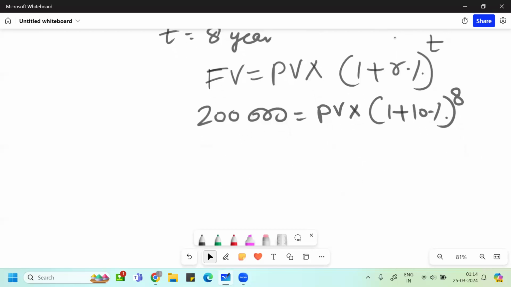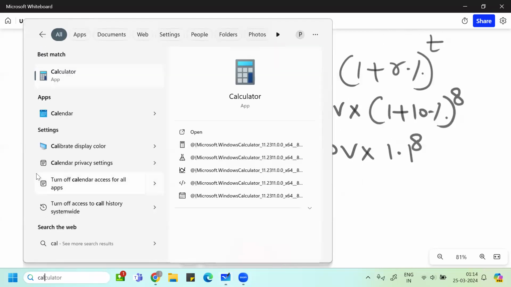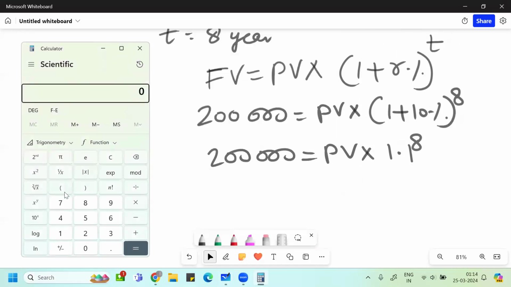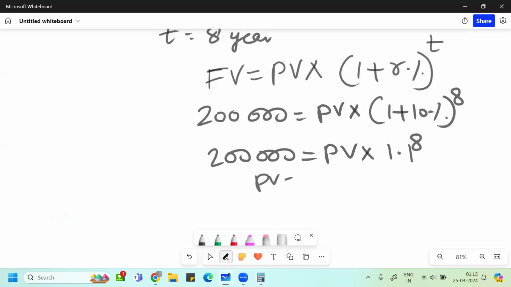So this would be 2 lakh rupees is equal to present value into 1.1 to the power 8. You can use a calculator here, or you can use MS Excel also to find 1.1 to the power 8. So 1.1 to the power 8 will give me 2.143588. So the present value of money would be 2 lakh divided by this value.